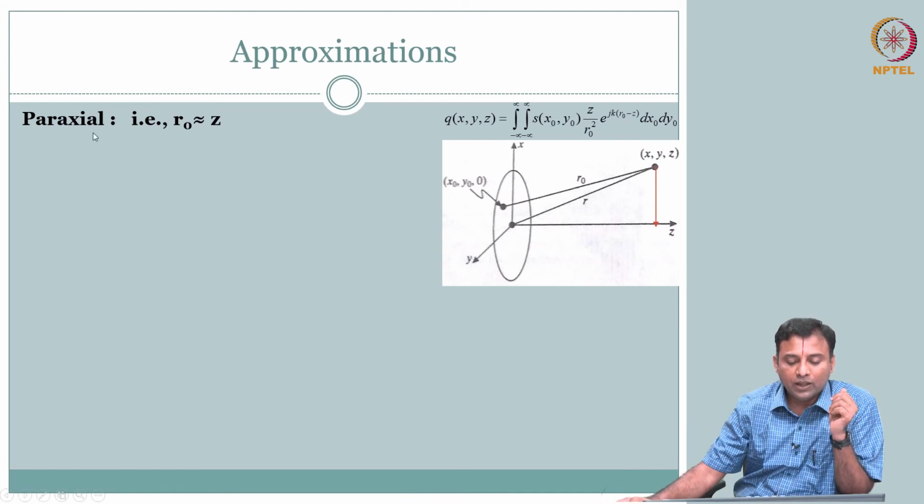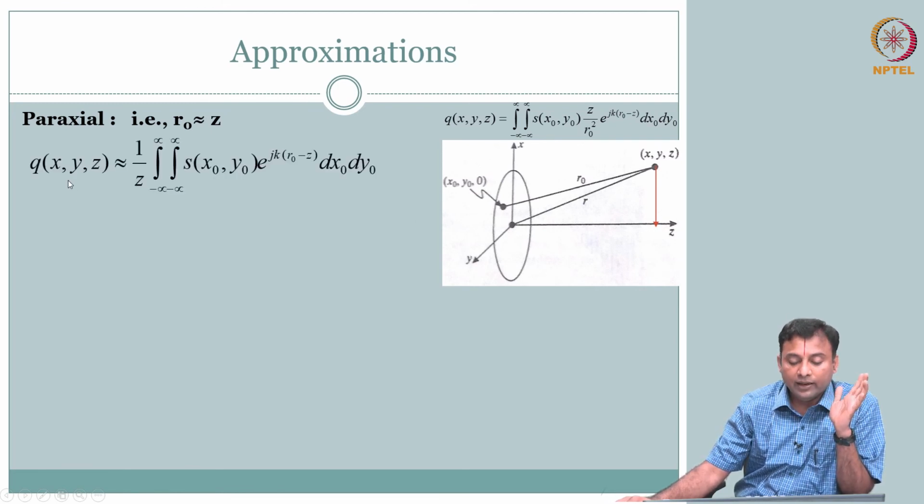So we can do what is called the paraxial approximation, that is, your r naught is approximately equal to z. If you look at our q, that probably helps only the amplitude part. The closer you are, z equal to r naught, if you approximate that, you can reduce the amplitude part, but you do not get anything with the phase part. So the first approximation you can do is bring your 1 by z out, and you have this.